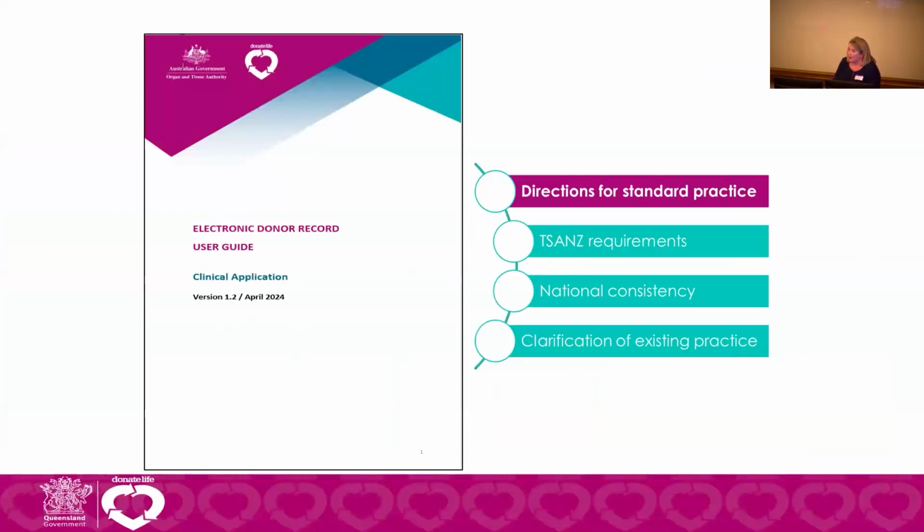We have an electronic donor record where all our information about donors nationally is put. Then we can send it on to our transplanters with the donor information de-identified. It's just trying to create some sort of national consistency, because organs are shared from state to state. Donor organs don't just stay in this state. They can go anywhere within Australia or New Zealand.